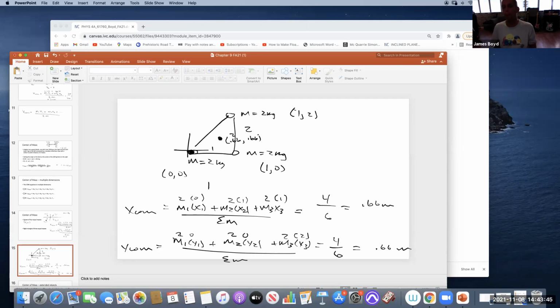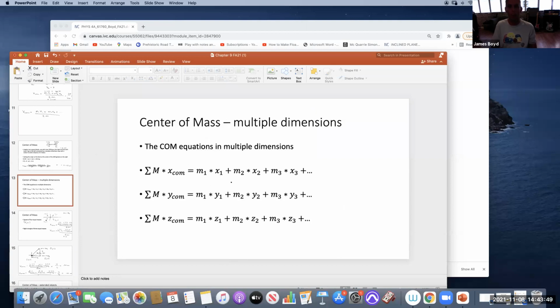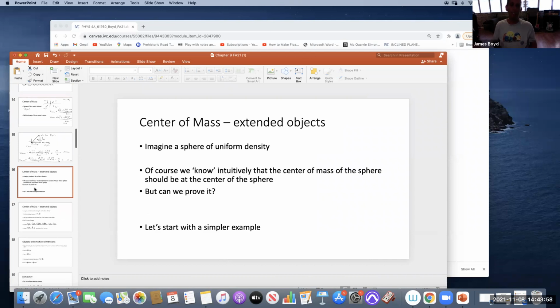That's all you have to do to find the center of mass. You just use these equations over and over again in X and Y. It's not hard at all. In fact, there are ways to make it much easier.